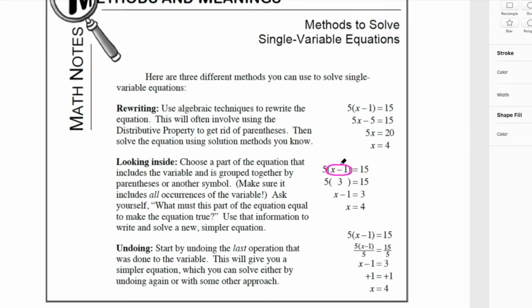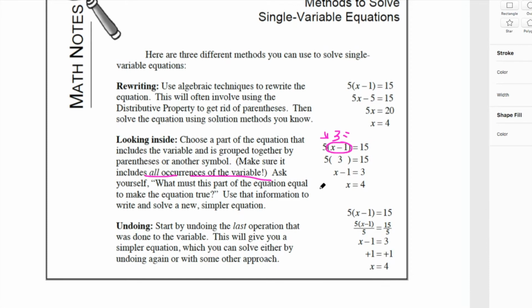So in this same problem here, we choose the part with the parentheses. So make sure it includes all occurrences of the variable. There's only one occurrence of the variable there, so we circle this, and we know that this has to equal 3 because 5 times 3 is how we get to 15 down here. What must this expression equal to make the equation true, right? And so it's just sort of an informal way of solving, right? x minus 1 has got to equal 3, so that means x has to be 4, because 4 minus 1 would equal 3. So you can either write a simpler equation like this, x minus 1 equals 3, or you can just ask yourself, what must x equal, and that part of the equation equal, to make the equation true.